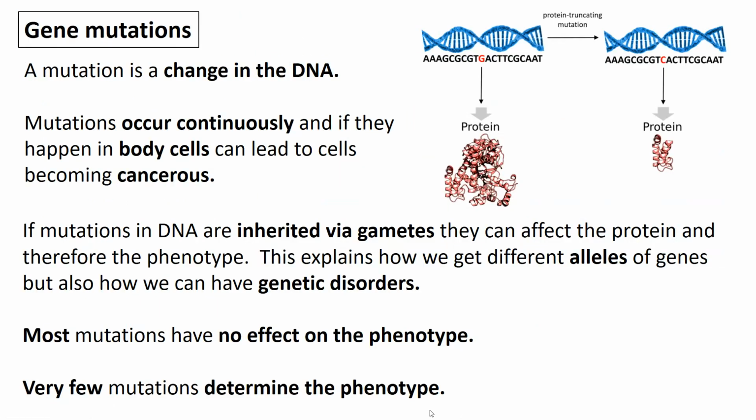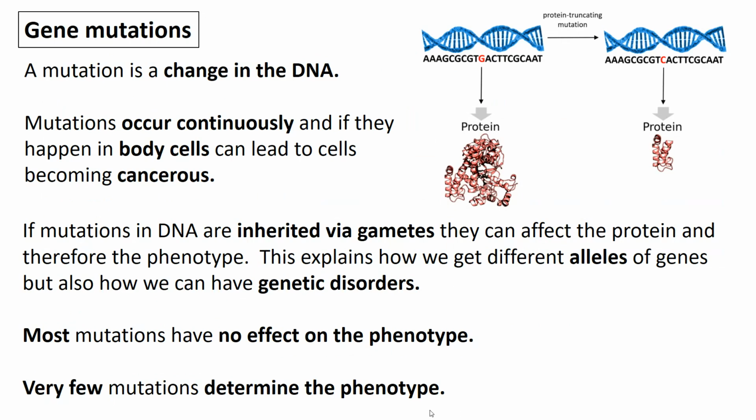So we also need to think about genetic cross diagrams with other things going on, not just inheriting characteristics, but thinking about things like genetic disorders. Genetic disorders are caused by gene mutations. And a gene mutation is basically any change in DNA. Gene mutations can happen continuously all the time, and they're often repaired. They can happen in our body cells. Sometimes, if they're not repaired, they can lead to cancer.